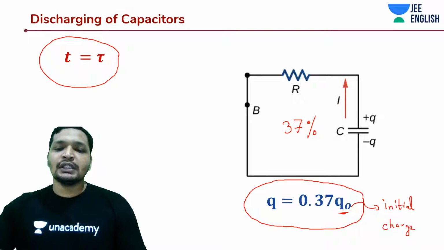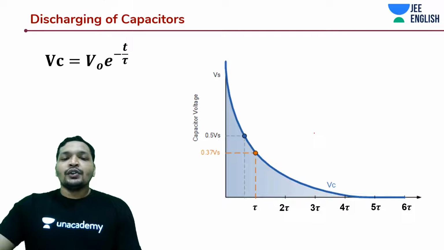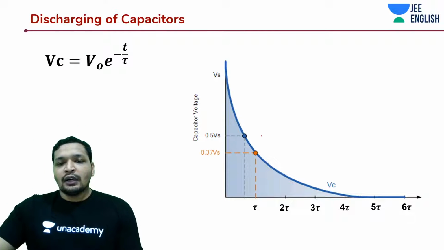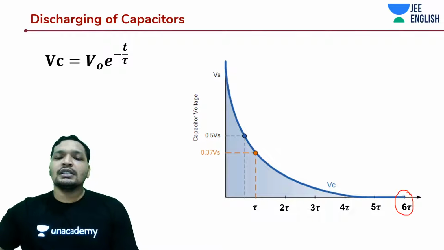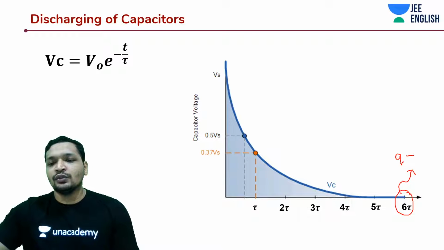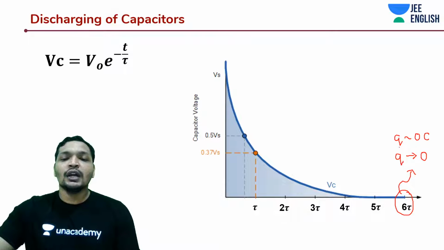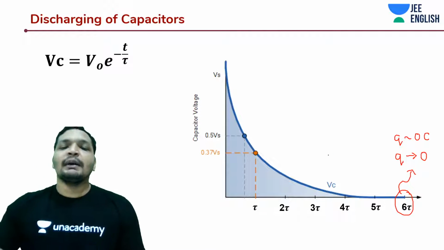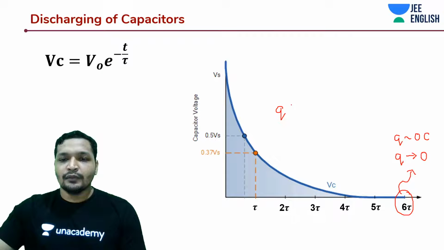That is all about your discharging, and we are going to have a look at a graph. So this graph says the same thing, and you're observing at near about 5 tau, 6 tau, what is happening? The charge is totally depleted. I mean the Q is tending to 0, it's approximately 0. 0 coulombs is what would appear across the capacitor. So the charge is decreasing along with time.